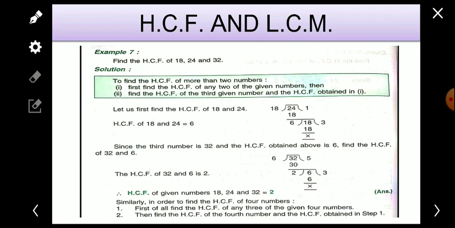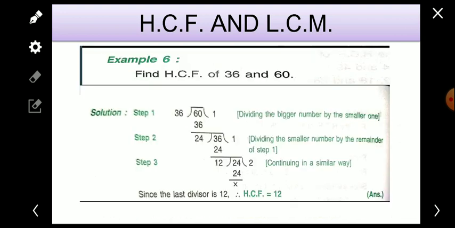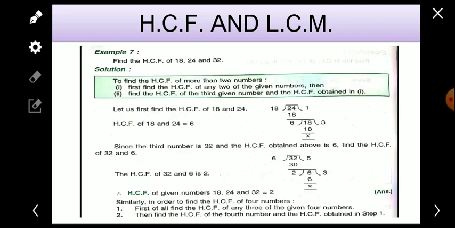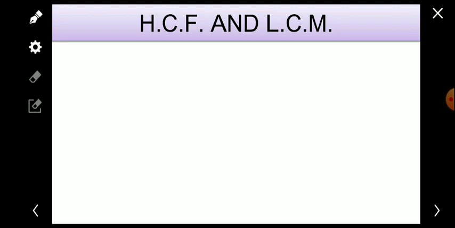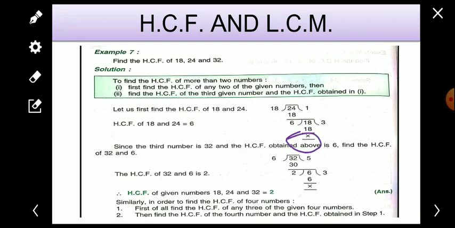Suppose 3 numbers are given, then what will you do? Here only 2 numbers were there, but if 3 numbers are there, no problem. At first we will find the HCF of 2 numbers. Suppose 3 numbers have been given here, 18, 24 and 32. At first we will find the HCF of 2 numbers. We divide the bigger number by the smaller number. Here we have got the remainder 6, again by the remainder we will divide the smaller number, 18. It has divided completely because we have got 0 here.